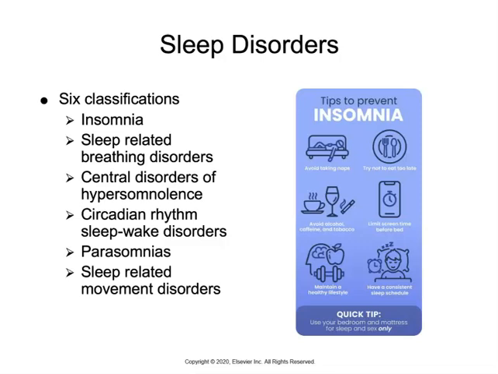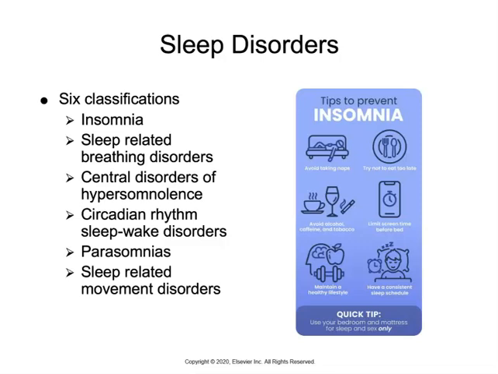We're going to talk about these 6 classifications of sleep disorders. First, insomnia, which is going to be when we have a difficulty falling or staying asleep, which usually is going to lead to some type of daytime fatigue. We have sleep-related breathing disorders like sleep apnea that will be when we have interruptions in breathing during our sleep, and that can, of course, lead to issues with resting when we're sleeping.